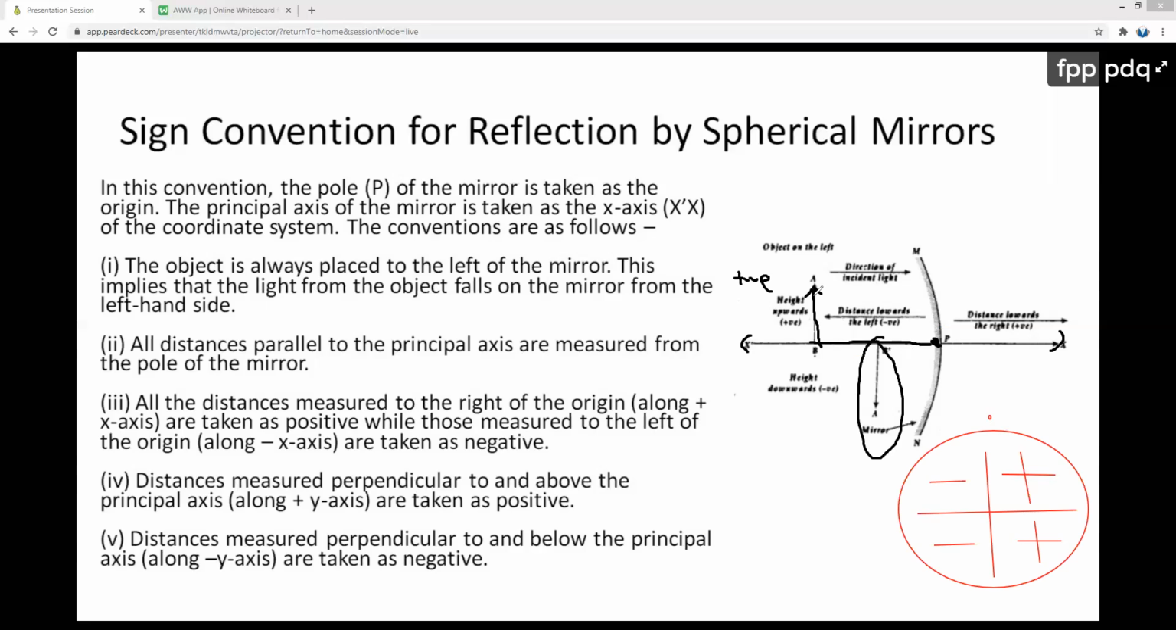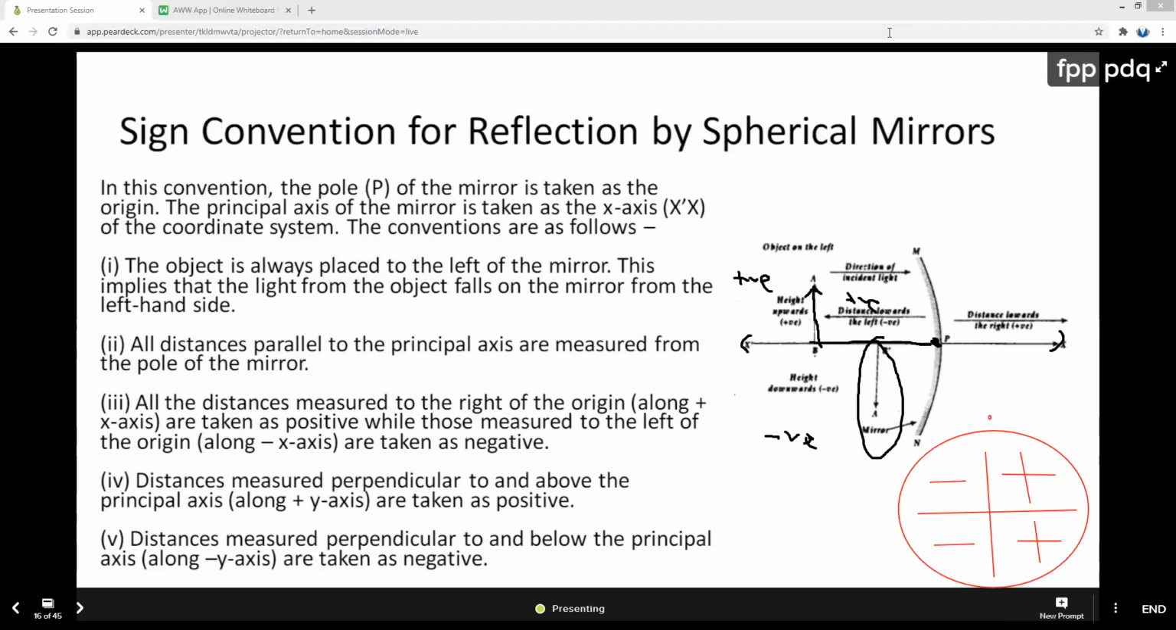So over here, when the object is upright on the principal axis, it's always positive, and when it's inverted, it's negative. So that's it. No doubt, right? Everyone understood? Yeah, basically we'll be going through questions. That's how you understand this more.